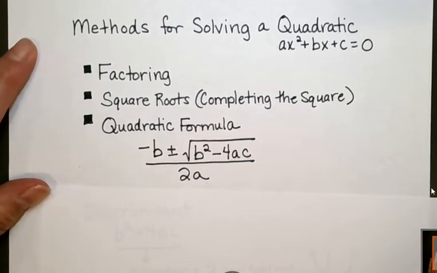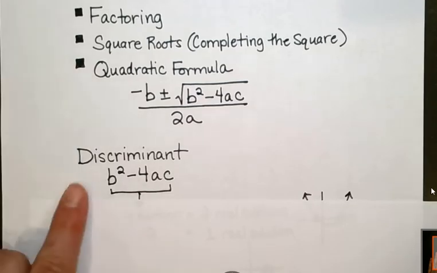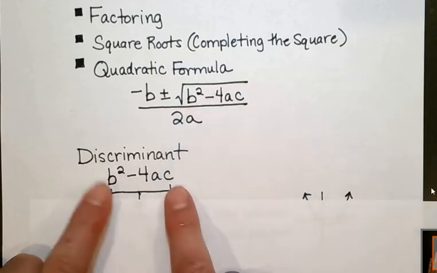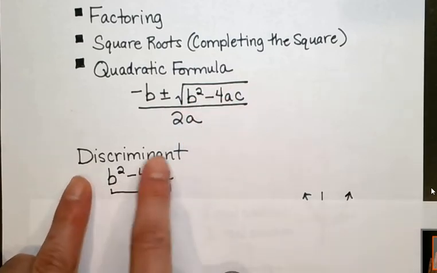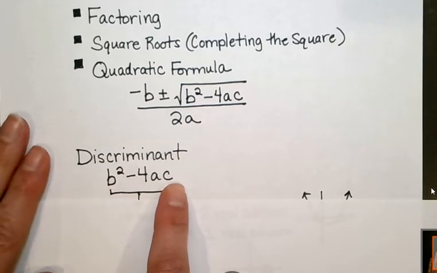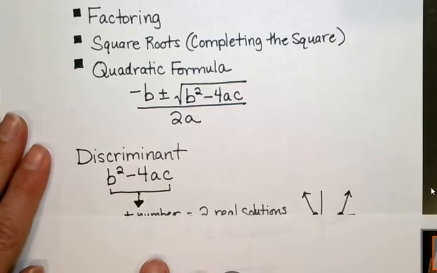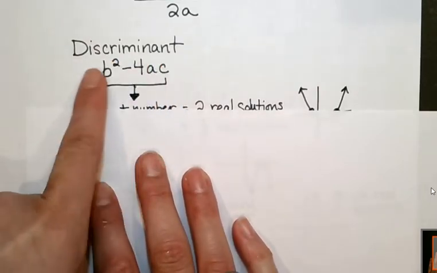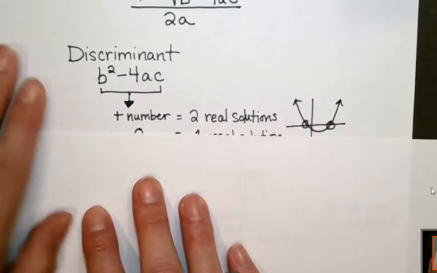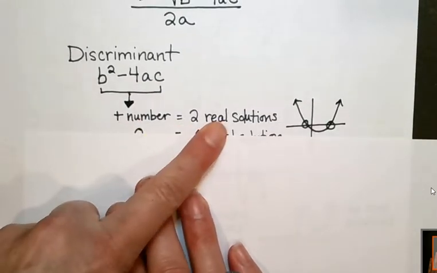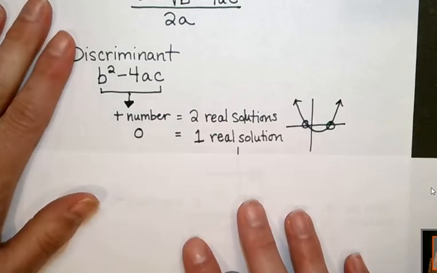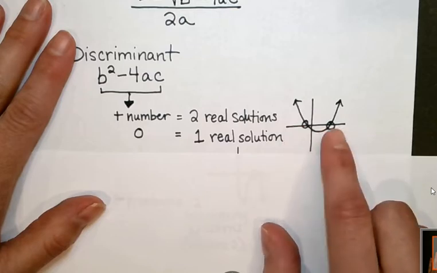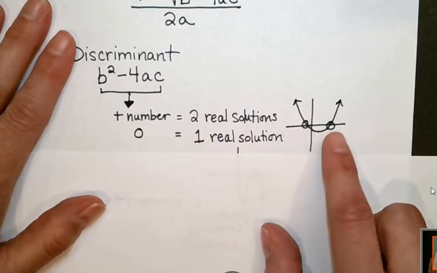I also want to review with you that the discriminant, which is this piece of the quadratic formula underneath the square root, plays a very important role. That one calculation right here can tell us how many solutions we have in our quadratic. If we put in our values of b and a and c and calculate this whole thing, and we get a positive number, that means that we will have two real solutions, which means our quadratic will have two x-intercepts.